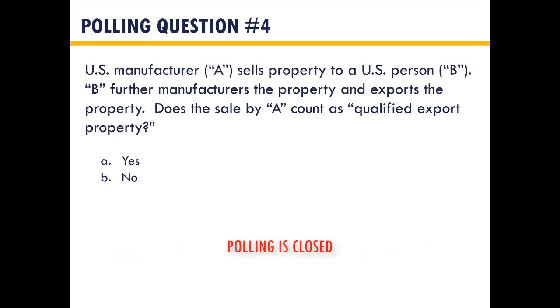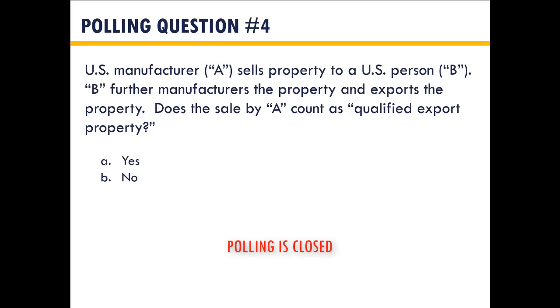Mark wanted to slip in one more polling question to make sure everybody was paying attention during his IC DISC discussion. New polling question: U.S. manufacturer A sells property to U.S. person B. B further manufactures the property and exports the property. Does the sale by A count as qualified export property? This will be your last polling question.